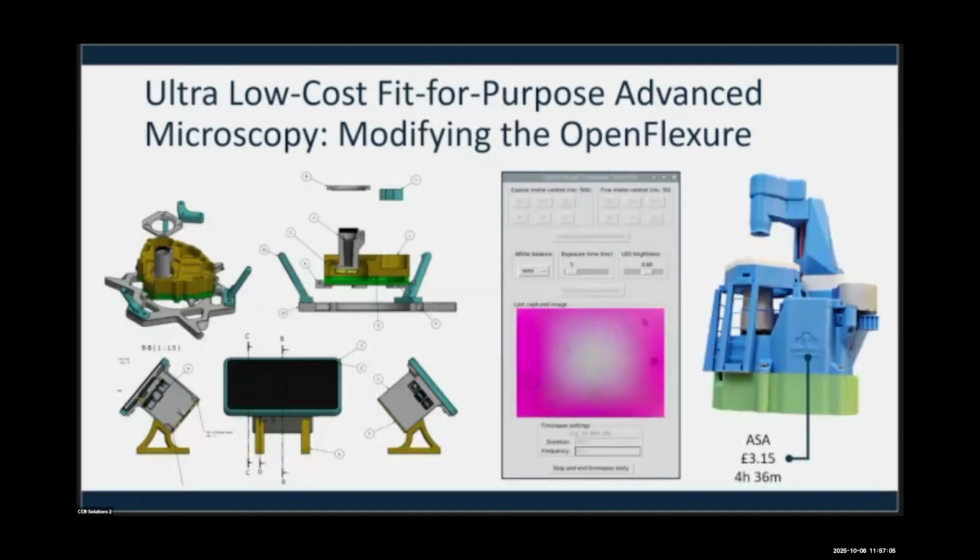And in terms of the materials that we were using, we identified out of 4 potential polymer printing materials that ASA was the most stable and durable of these materials. To print the whole microscope, it cost about £3.15, so we're maintaining the low-cost scheme of the project, and it can be printed within 4 hours.